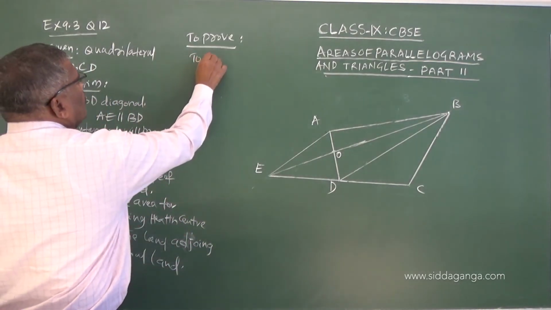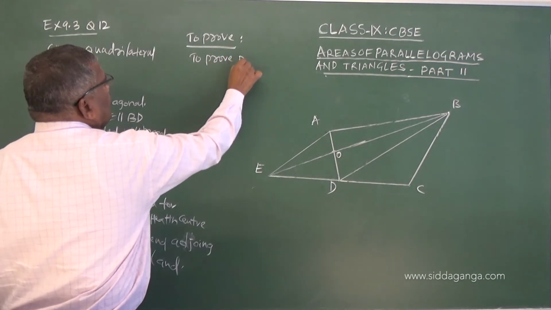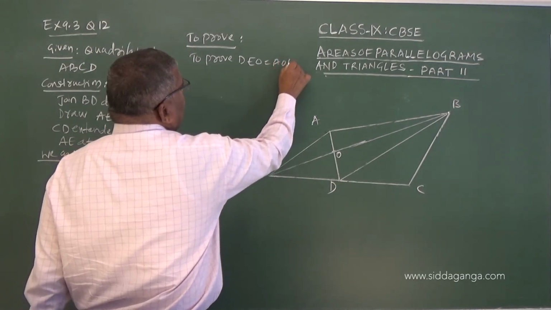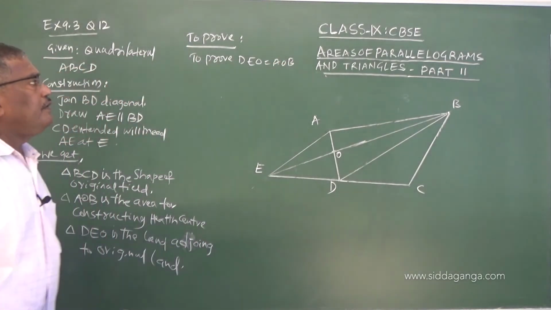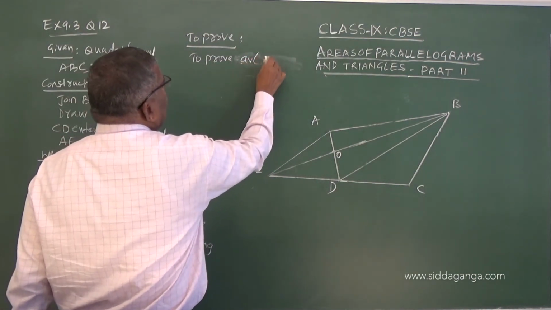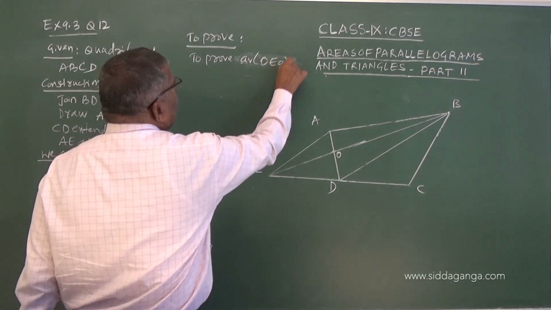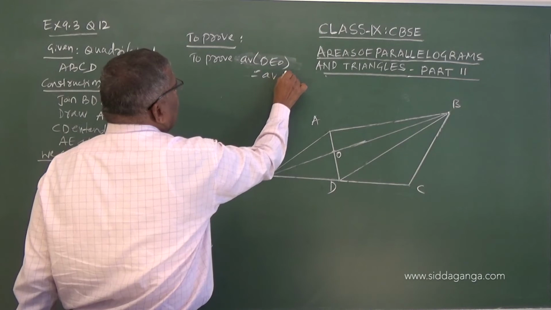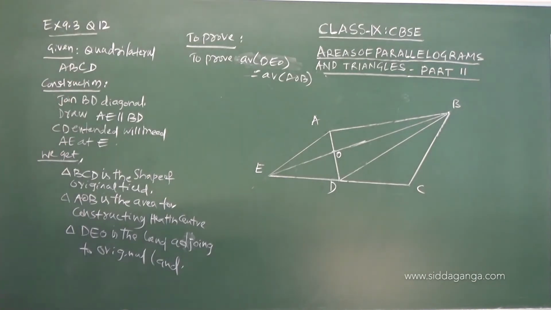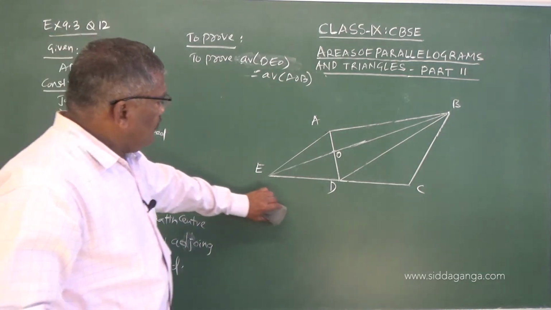To prove, area DEO equals area AOB. Now, proof.